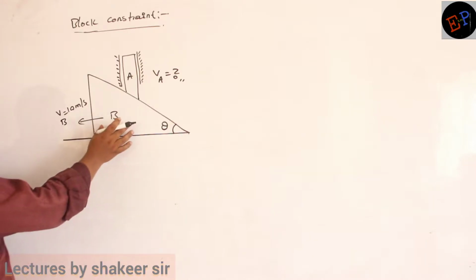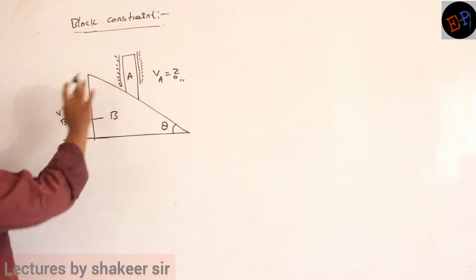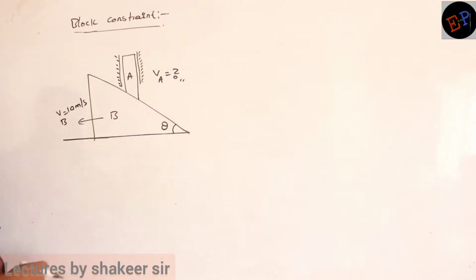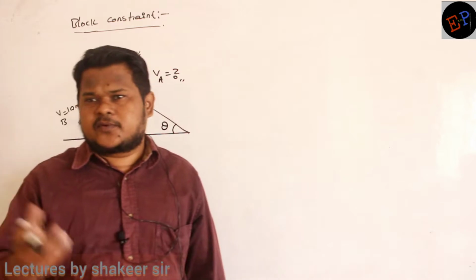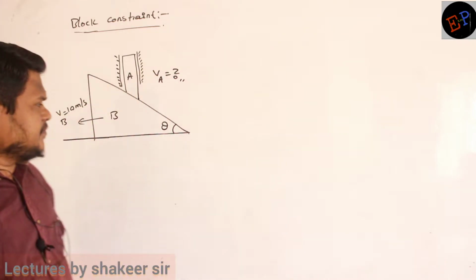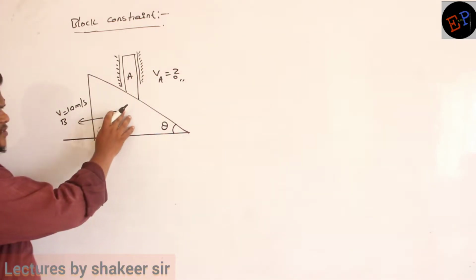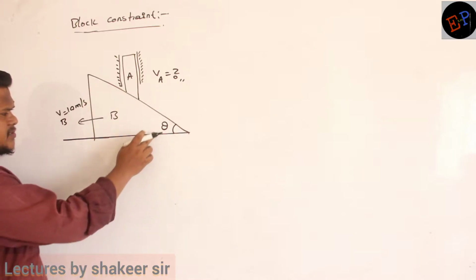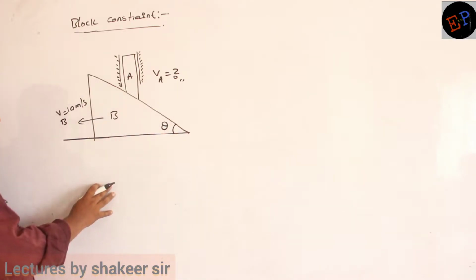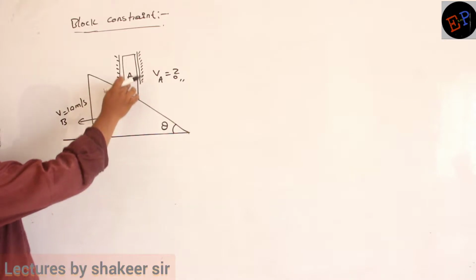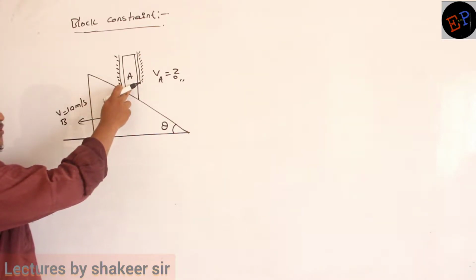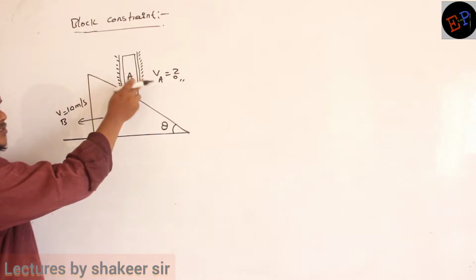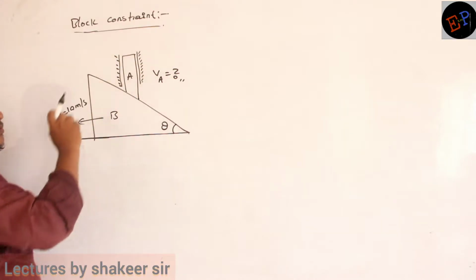It means here there is one wedge, here there is one block, or you can consider both of them are blocks, or both of them you can call them as wedges also. A piece of wood is called a wedge. Now this is a wedge whose inclined plane is making an angle of theta. On this wedge there is another block, block A, and this block A is under these two constraints. It means two supports are present here.